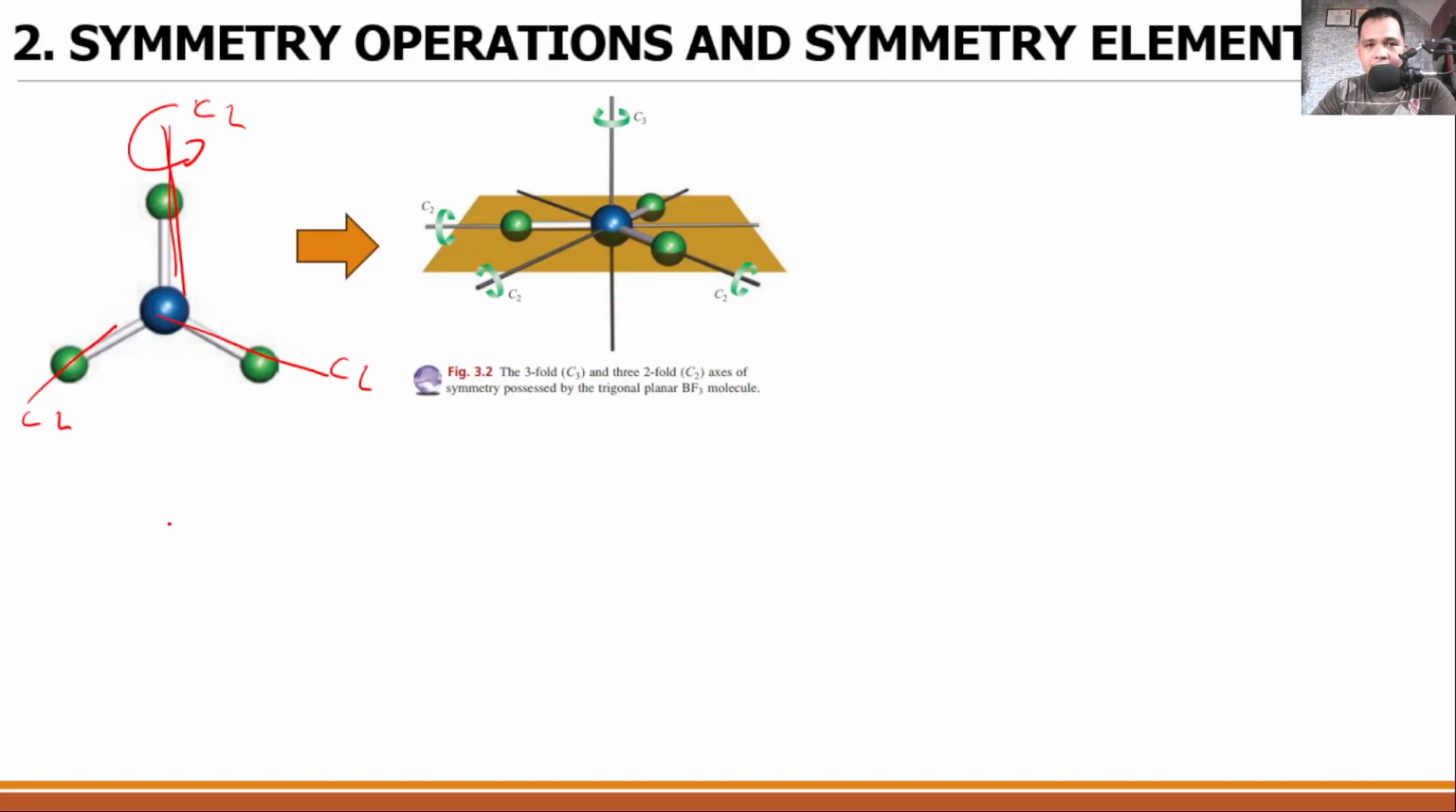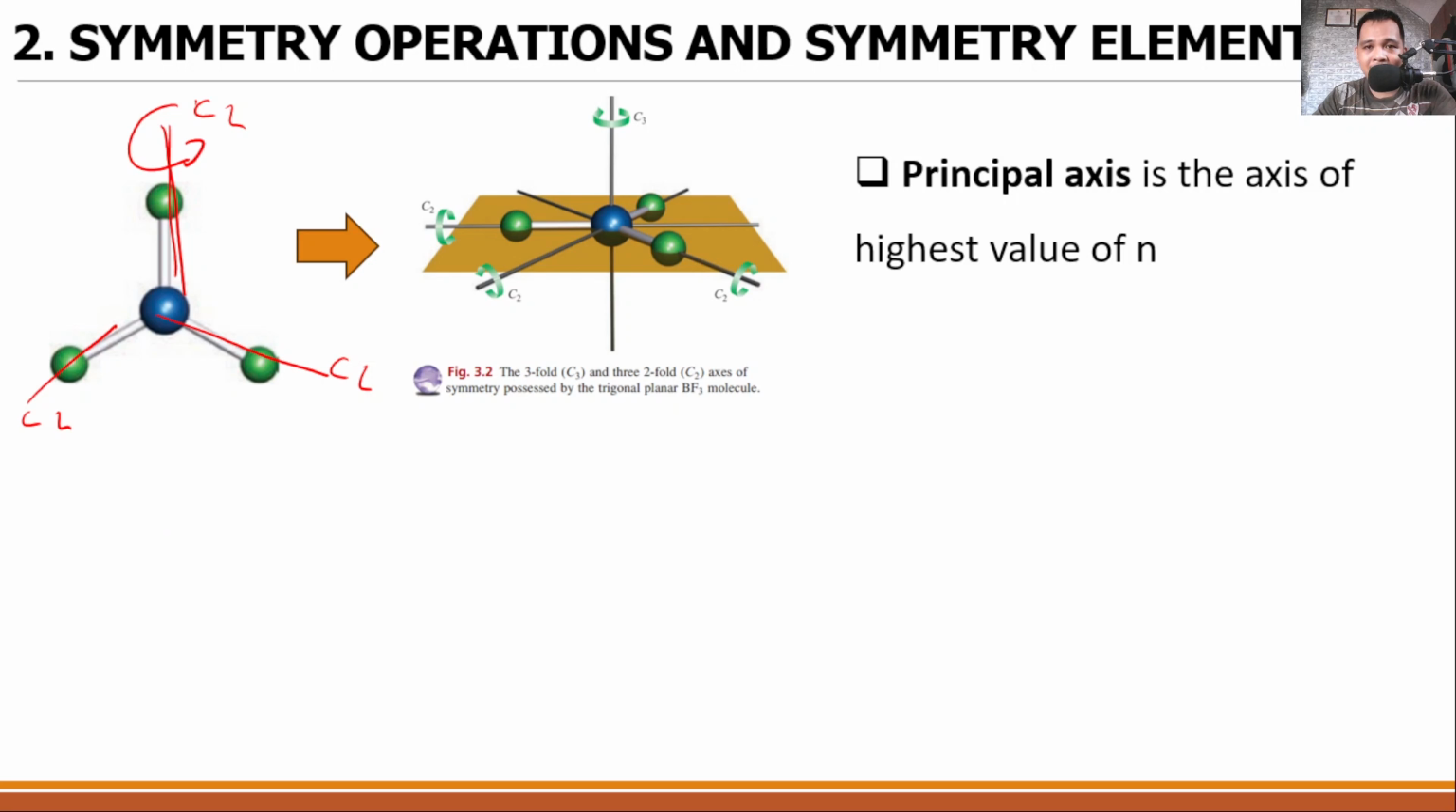Okay? And then, we have this term, principal axis. That is the axis with the highest value of n. In the case of our boron trifluoride, our principal axis is the C3. Ito, guys. You can see here. Ayan, no? So, ito yung mga axis kasi natin, n-fold axis of rotation. But our principal axis is the C3. Okay? So, we have the symmetry elements. Ayan na. Dito, yung C3 and C2. So, dalawa symmetry elements or operations na perform natin in a boron trifluoride.